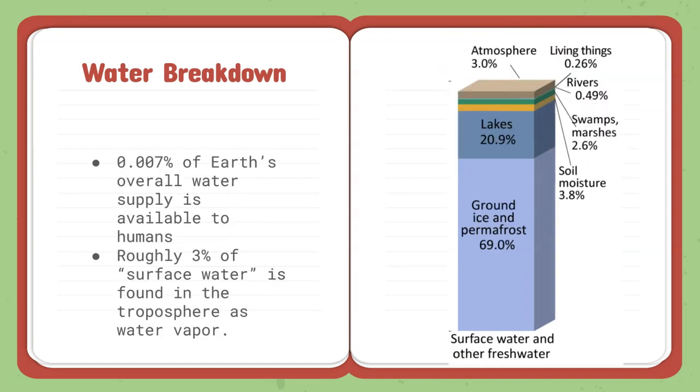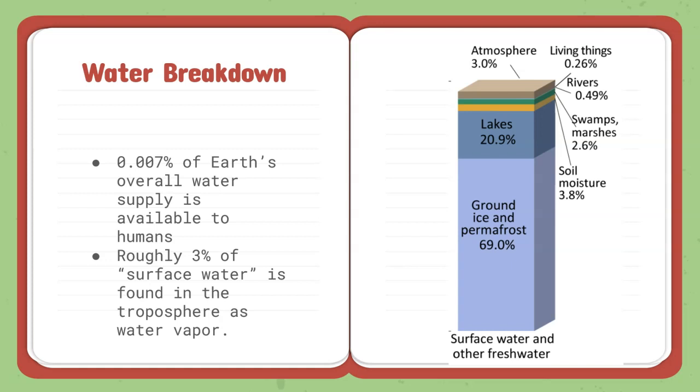Let's go even further into that surface water. Overall, humans have access to about 0.007% of the Earth's overall water supply. That is not a lot of an overall percentage to support over 7 billion people. So we do have to take care of our fresh water, and what water we do have available, we have to keep it clean and not pollute because we don't have access to a large majority of Earth's water.